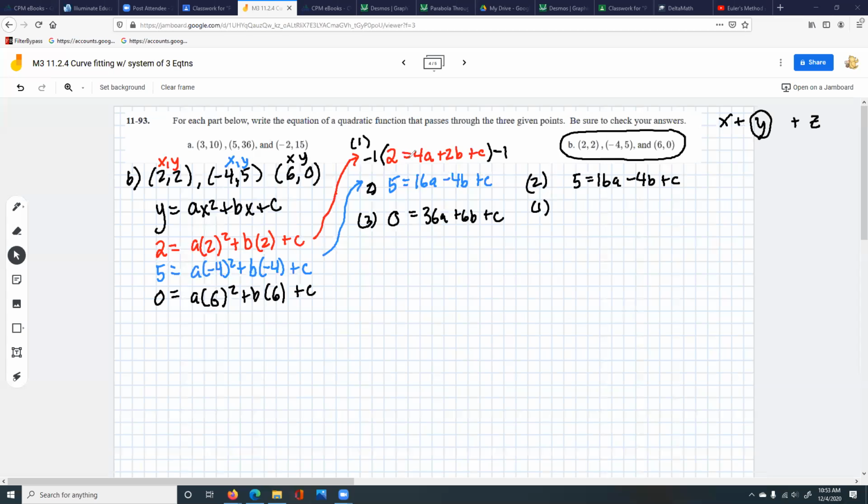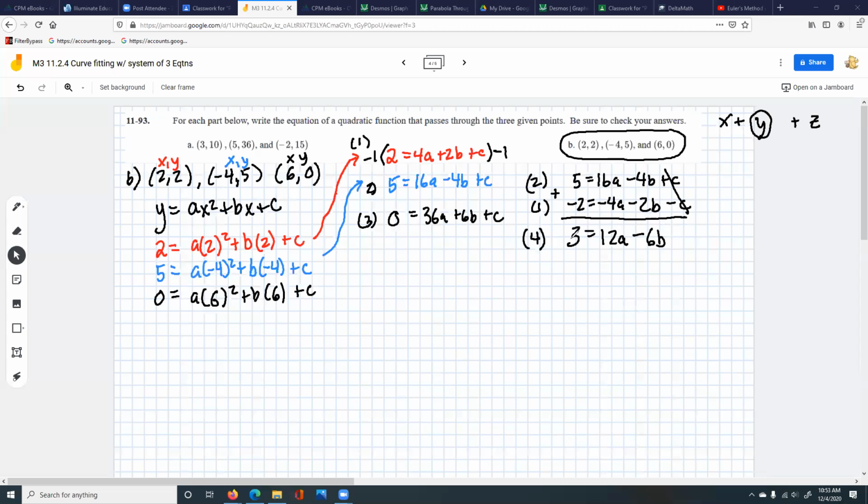Okay, number 1, I'm going to multiply by negative 1. So it's going to be negative 2 equals negative 4a minus 2b minus c. Okay, I multiplied number 1 by negative, so they're all negative. Now I'm going to add these together. And the c is going to go away. 5 minus 2 is 3. 16 minus 4 is 12a minus 6b. So this is equation 4 now.